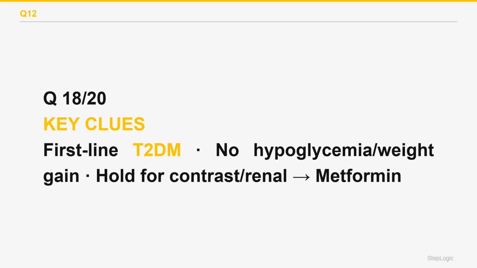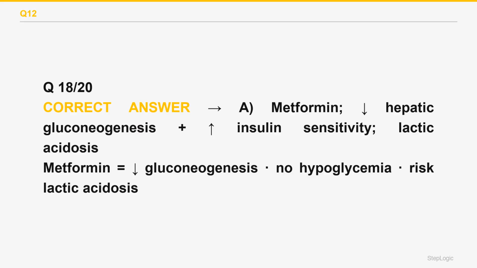The serious rare adverse effect is lactic acidosis, which is why it is held before iodinated contrast and avoided in significant renal impairment, where the drug and lactate can accumulate. The correct answer is A. The contrast and renal precautions exist because impaired renal clearance raises the lactic acidosis risk.